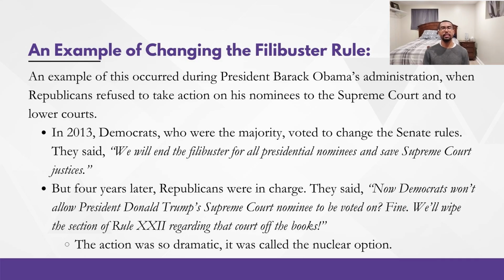In 2013, Democrats who were in the majority voted to change the Senate rules. They said, quote, "We will end the filibuster for all presidential nominees and save Supreme Court justices," unquote. But 4 years later, the Republicans were in charge. They said, quote, "Now Democrats won't allow President Donald Trump's Supreme Court nominee to be voted on. Fine, we'll wipe the section of Rule 22 regarding that court off the books," unquote. The action was so dramatic, it was called the nuclear option.